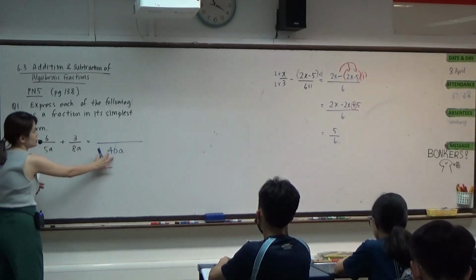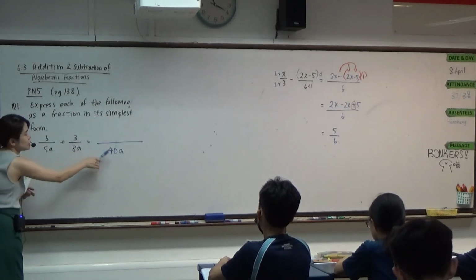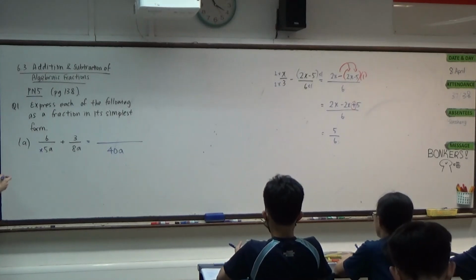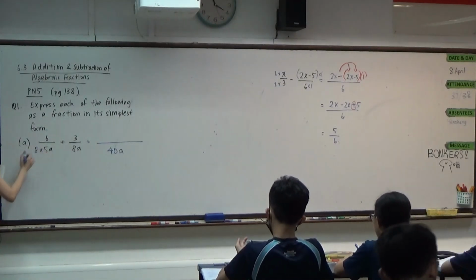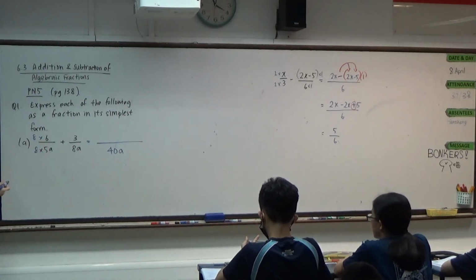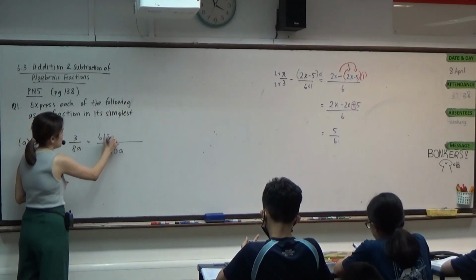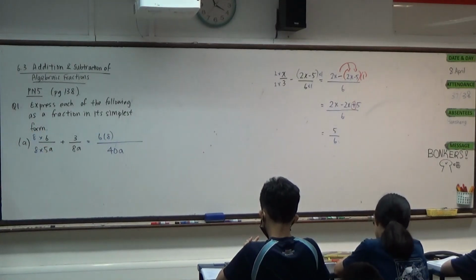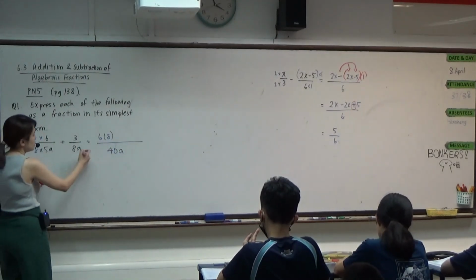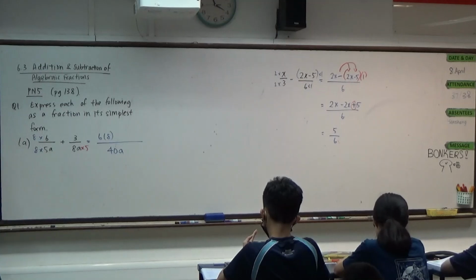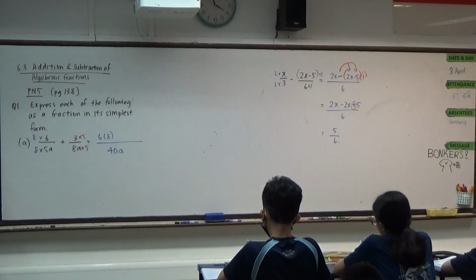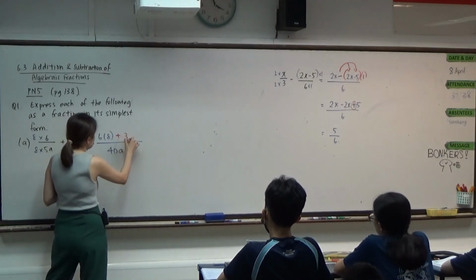If I want to have 40a, from 5a to achieve 40a, what must I multiply? 8. So if I multiply 8 in the denominator, I also need to multiply by 8 on the numerator. So I will have 6 times 8. For the other fraction, the numerator I also multiply by 5. So therefore, I'm having plus 3 times 5.